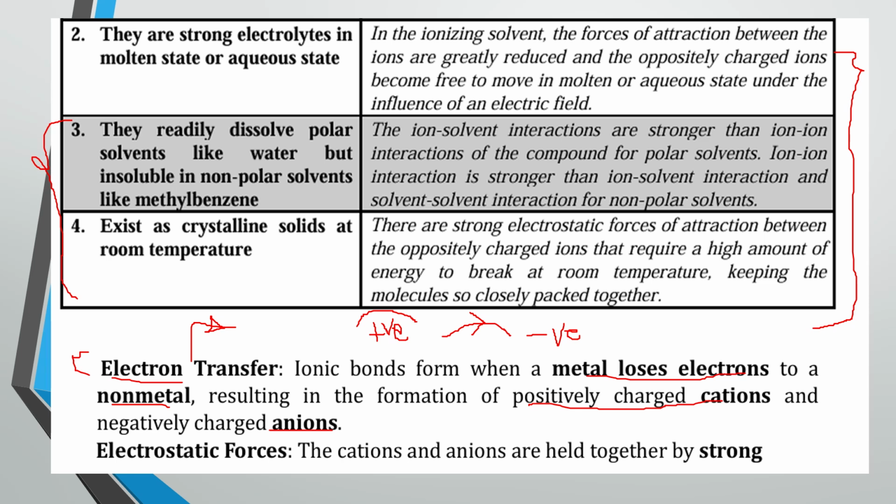Now looking at electrostatic forces, remember that these are forces that hold ions of different charges, positive and negative. So you're going to say that the cations together with the anions are held together by strong electrostatic forces of attraction. Instead of writing cations, you can say the positively charged ions and the negatively charged ions, because cations are positively charged ions coming from metals, and anions are negatively charged ions coming from non-metals.